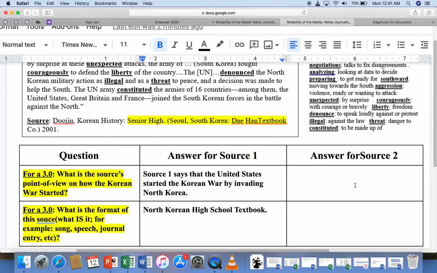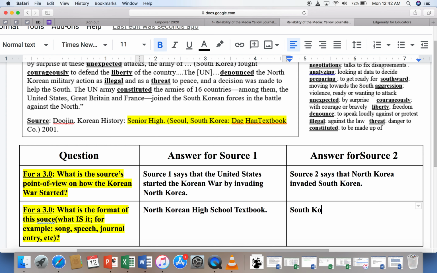What is the source's point of view on how the Korean War started? Well, in this case, source 2 says that North Korea invaded South Korea, right? So these are two very different points of view. They see this event differently. Source 1 says the United States invaded during the Korean War. Source 2 says that North Korea invaded during the Korean War. Okay? So what is this? Well, if we take a look down here, the source says, I have no idea if I'm saying this right, Dujin, Korean History Senior High, so again, high school, Seoul, South Korea. So this is a South Korean textbook, and it's again for high school. So this is a South Korean high school textbook.